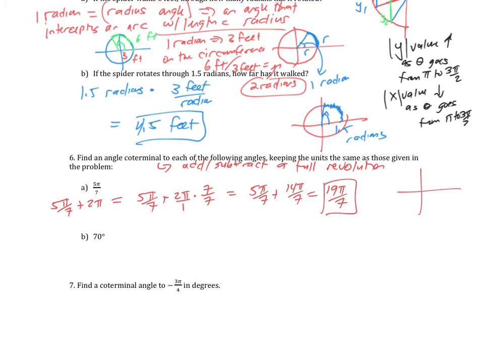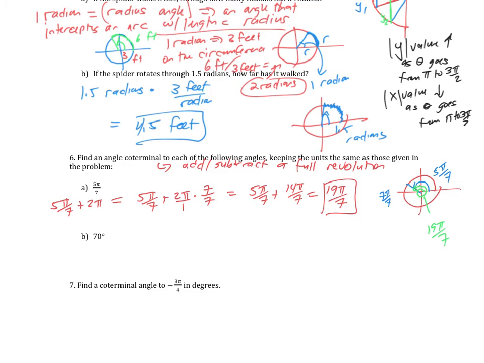If I wanted to sketch what we just did here, 5 pi over 7. Remember, halfway around, that would be 7 pi over 7. So 5 pi over 7 would be backing off a bit. So let's say this is 5 pi over 7. And the angle that we just found is going one full rotation more. So it's going around and then ending back at the same place. So this would be 19 pi over 7.